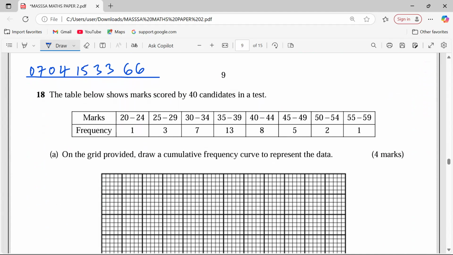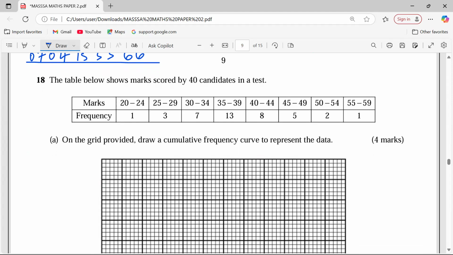The table below shows marks scored by 40 candidates in a test. With the marks in classes there, then we have frequencies, the number of students in each particular class. On the grid provided, draw a cumulative frequency curve to represent the data. Cumulative frequency curve is also called an OGIVE. So we are drawing an OGIVE. Cumulative frequency should be calculated first.